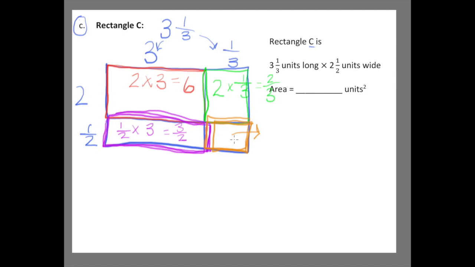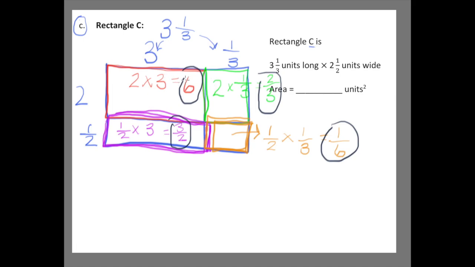In order to find the area of this rectangle, we're going to look at 1/2 times 1/3. 1/2 times 1/3 is going to give us the area for the orange rectangle. 1/2 times 1/3 is 1/6. So now what we have is 1, 2, 3, 4 partial products. We don't have a full product yet. We have 4 partial products.